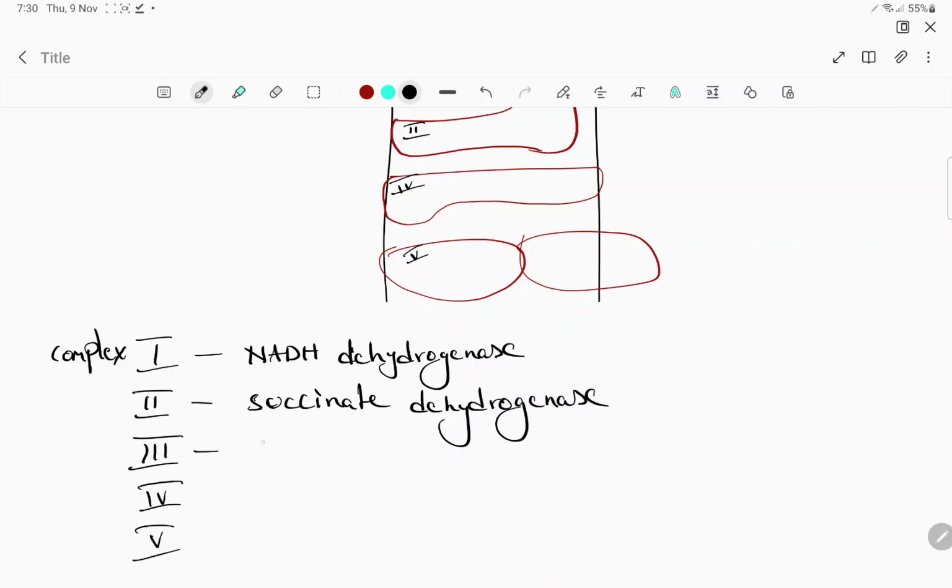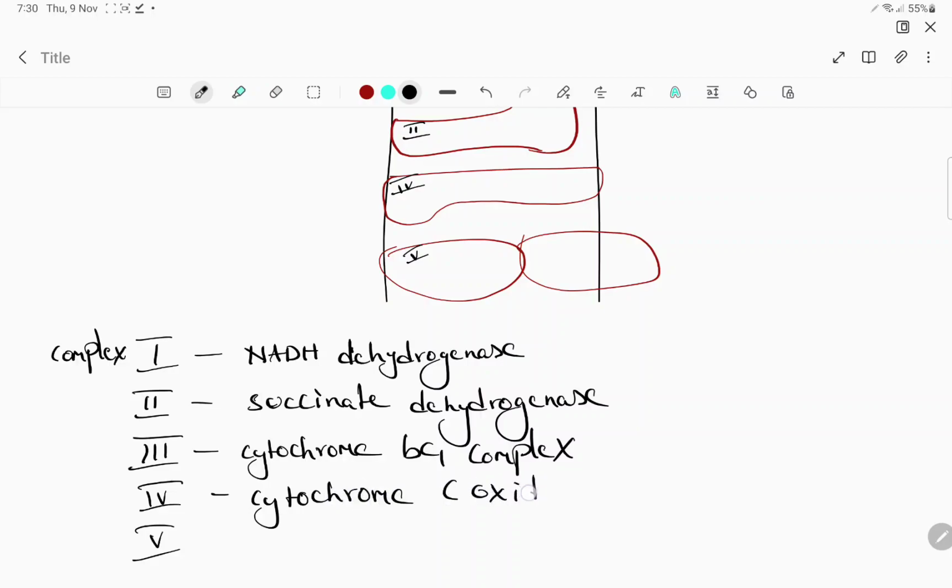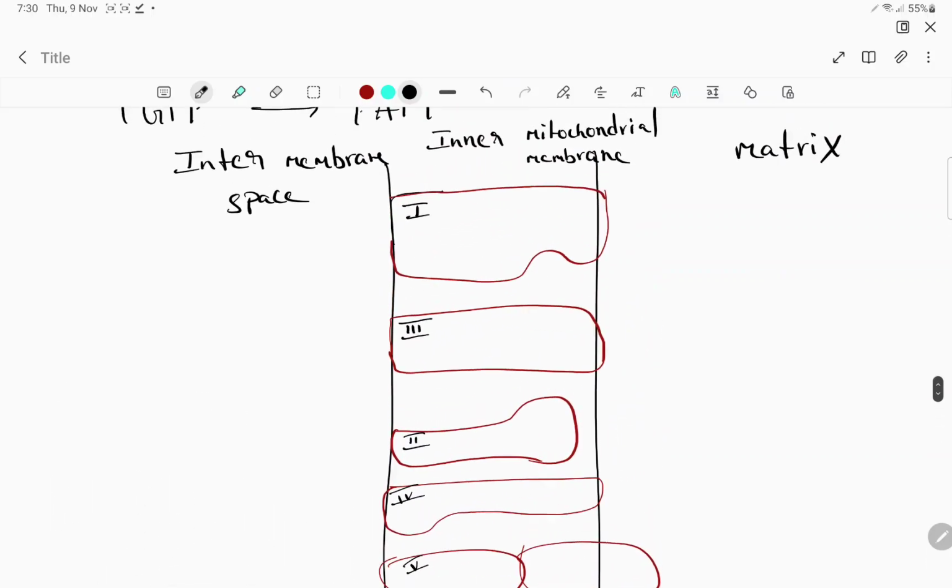And complex 3 is cytochrome BC1 complex. And the fourth complex is cytochrome C oxidase. The fifth complex is ATP synthase. We'll write the subcomponents here.